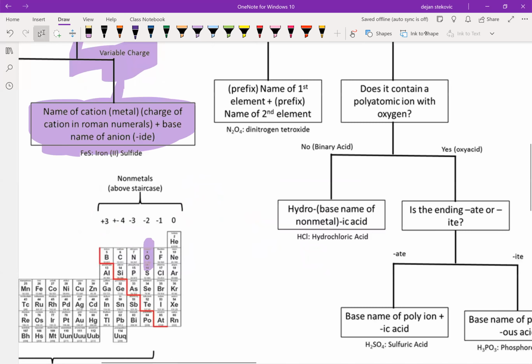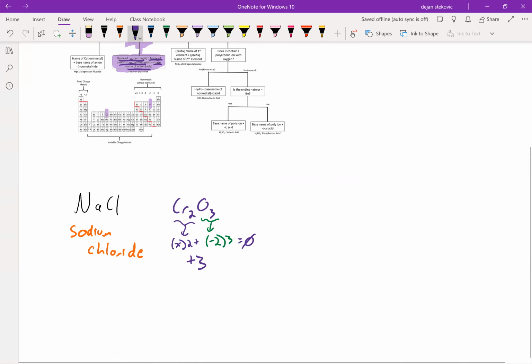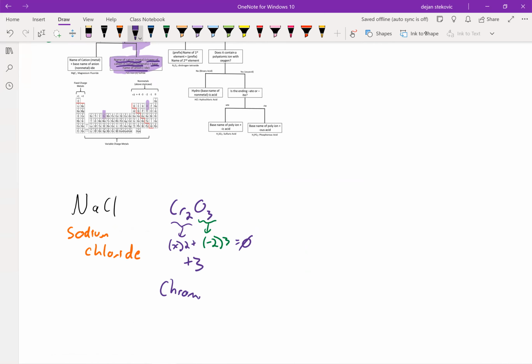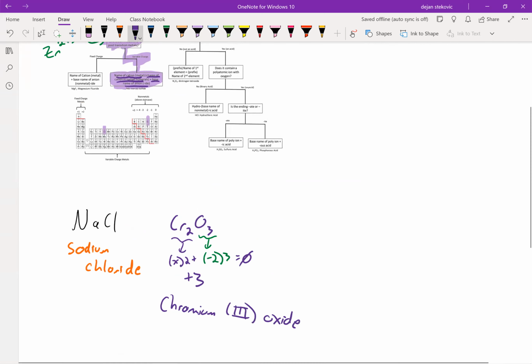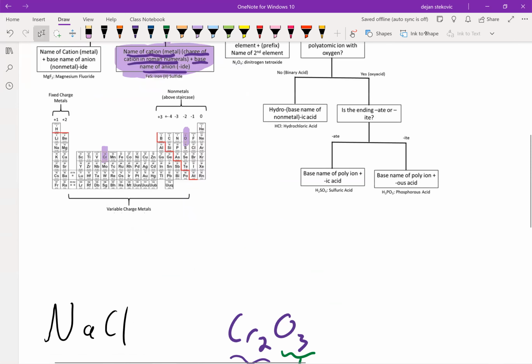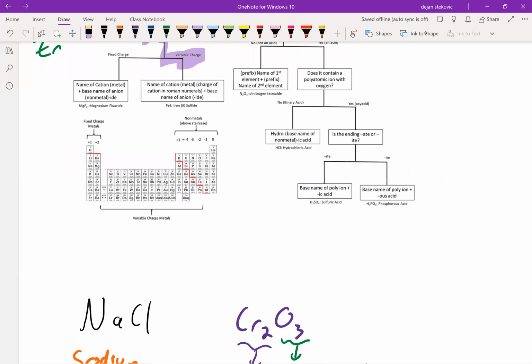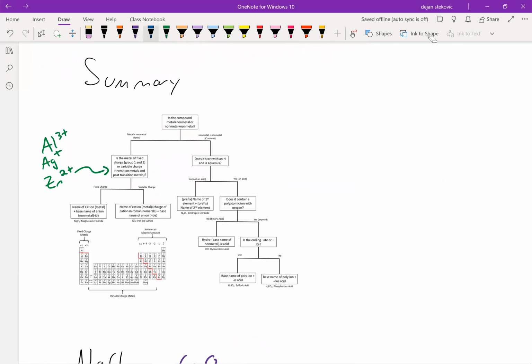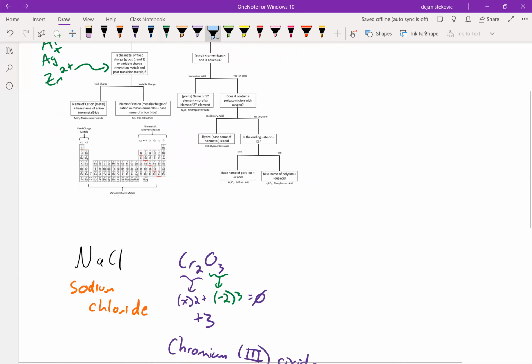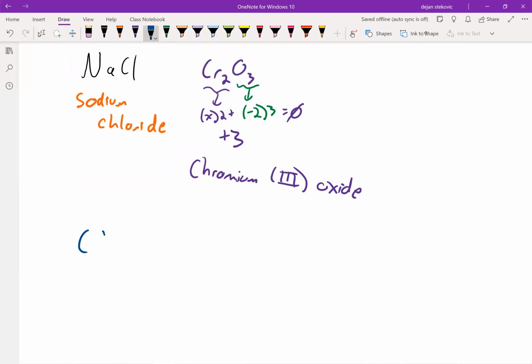And so what we do here is the name of the cation, the charge of the cation in Roman numerals, plus the base name of the anion. So this would be chromium(III) oxide. Note that the post-transition metals, other than aluminum, also have variable charges, so these also follow that same naming structure. Let's take a look at another example. So here we'll do CO2.